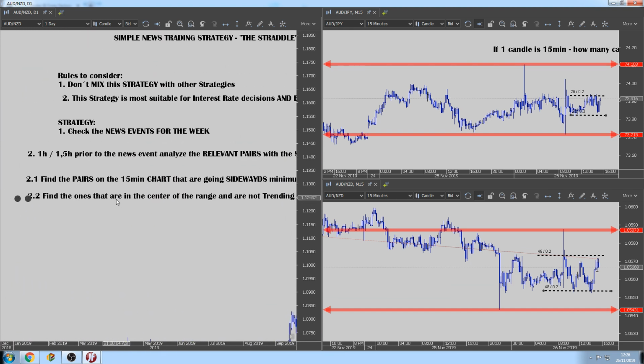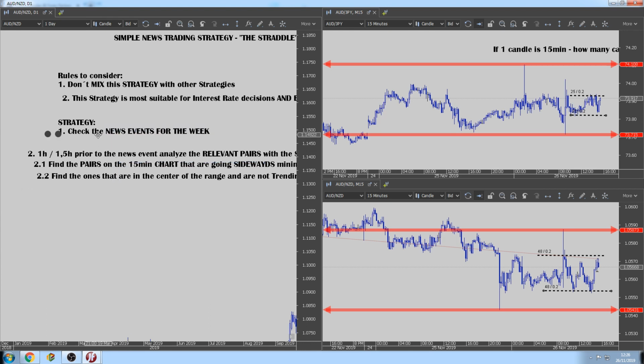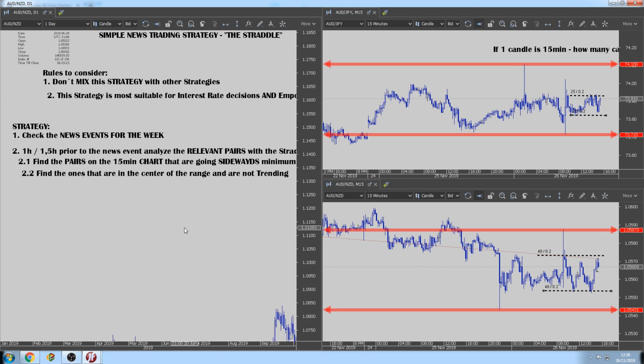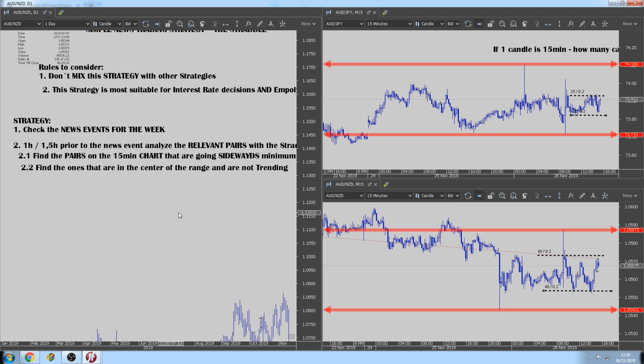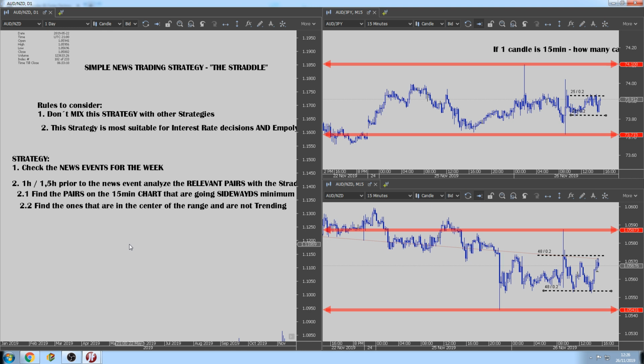Right, so to recap, strategy number 1, check the news events for the week. 2.1, 1 hour or 1 hour and a half prior to the news event, analyze the relevant pairs with the straddle, right? And we explained to you, you need to find 2.1, find the pairs on the 15-minute chart that are going sideways, minimum 2 hours. And number 2.2, find the ones that are in the center of the range and are not trending. So we've done this, right?